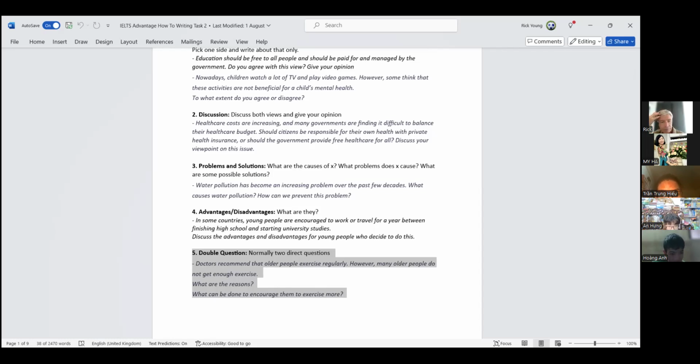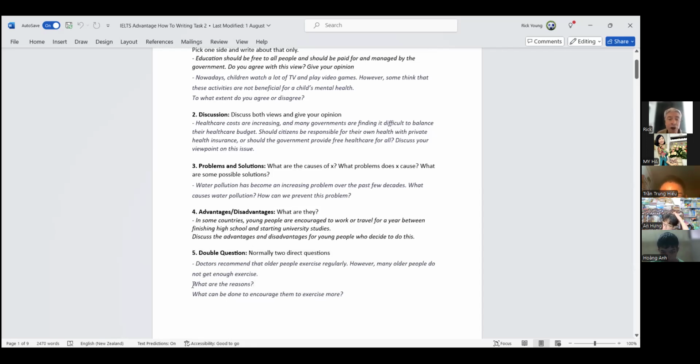Doctors recommend that older people exercise regularly. However, many older people do not get enough exercise. What are the reasons? What can be done to encourage them to exercise more? Good. Okay, so this could also be, I'm sure you have spotted this by now, a problem and solution essay. The problem being older people do not get enough exercise. The solution, what can be done to make them exercise more?